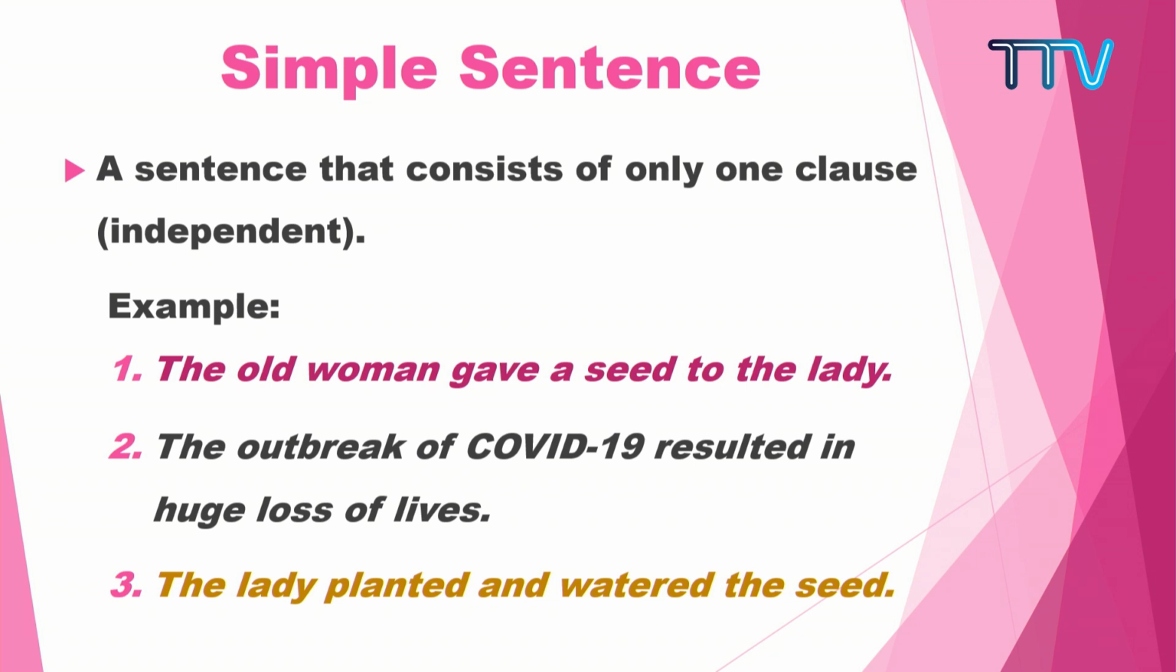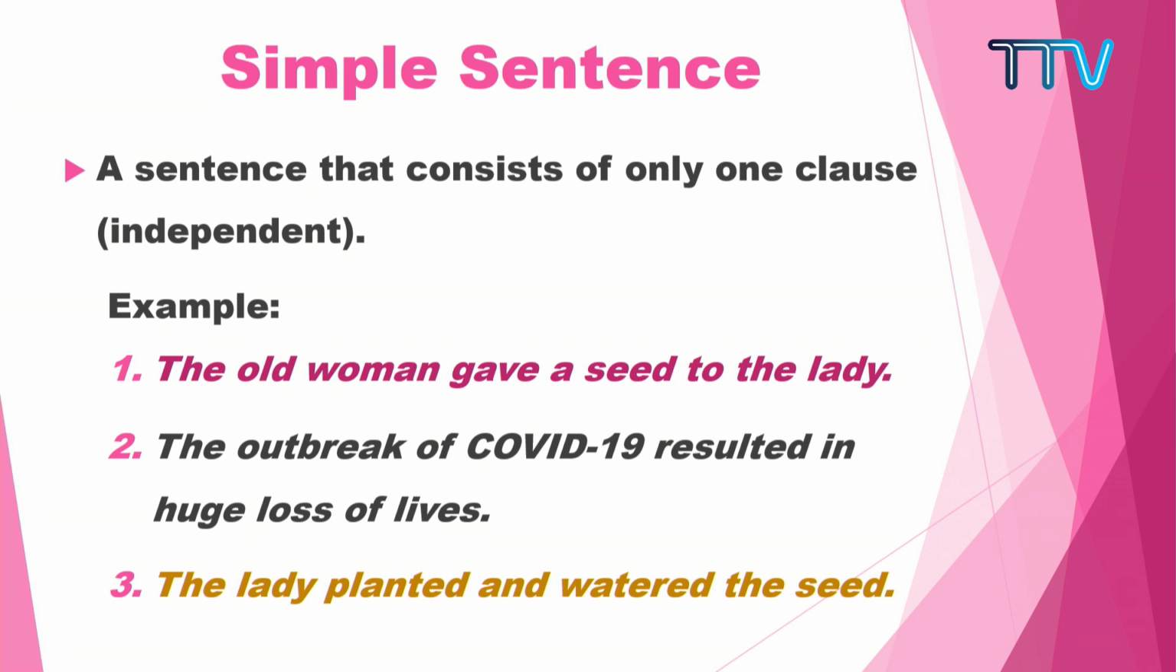I just want you to look at the sentences carefully. The old woman gave a seat to the lady. In the first sentence, the subject is one, right? A singular subject, an old woman, and there's a verb, gave a seat to the lady. And in the second sentence, the outbreak of COVID-19, again this is one action, right? A singular subject, resulted in huge loss of lives. In both sentences, the tense used is past tense. We learned about verb tenses yesterday.